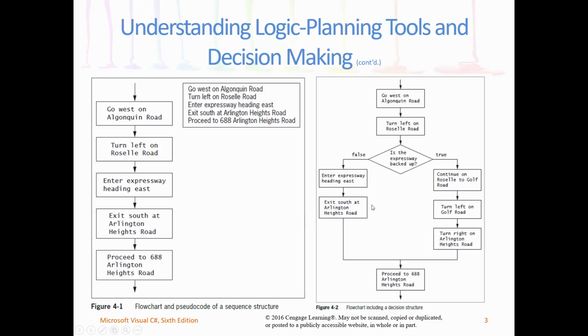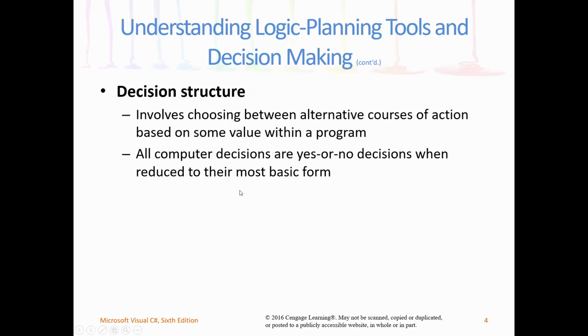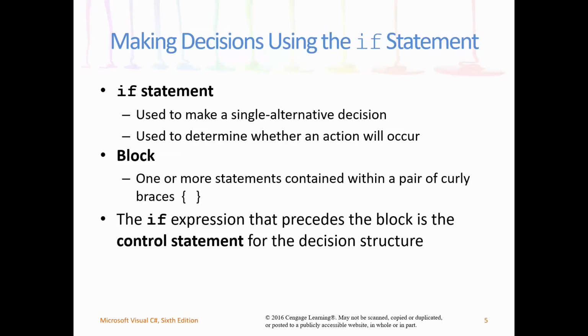Here's pseudocode. All right? As it says, you're going down the road here and you say, is the expressway backed up? If it's not, you want to take it. If it is backed up, you might want to go another route. So this is an example right here of using a flowchart, okay? And that flowchart showed a decision structure when you had an alternative course of action based on something within the program. And again, the computer, all decisions, as it says right here, are yes, no, known as Boolean in their most reduced form. It is or it isn't.